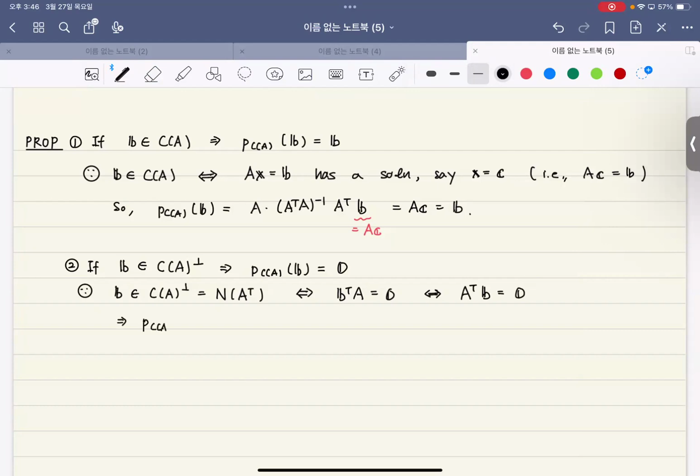Then P of C(A), and now I plug in this vector over here. Then A times (A transpose A) inverse and A transpose of B. But clearly this is a 0 vector, so everything just reduces to the 0 vector.